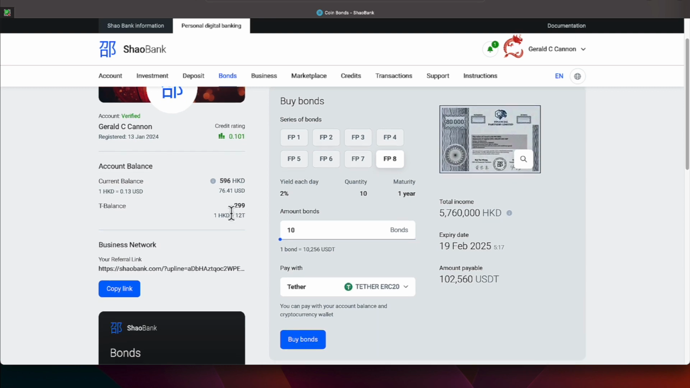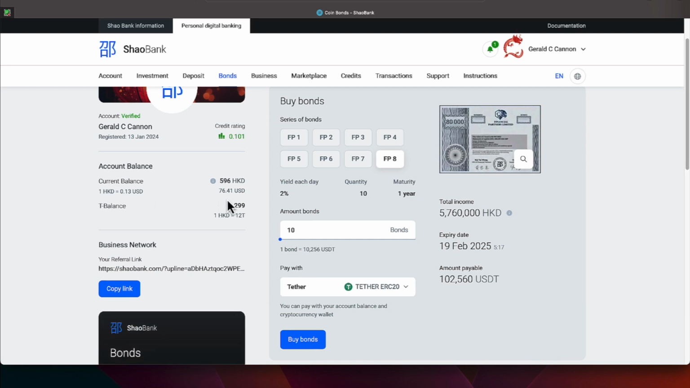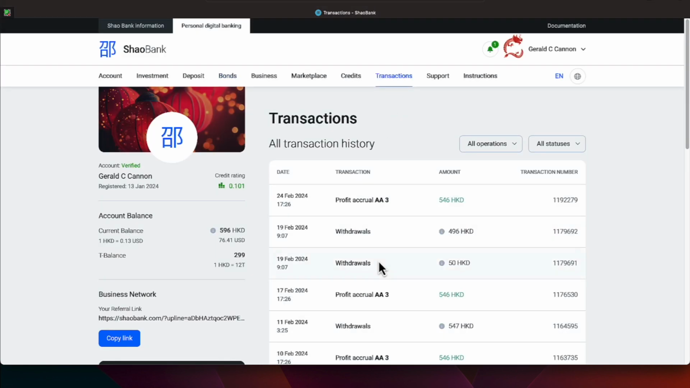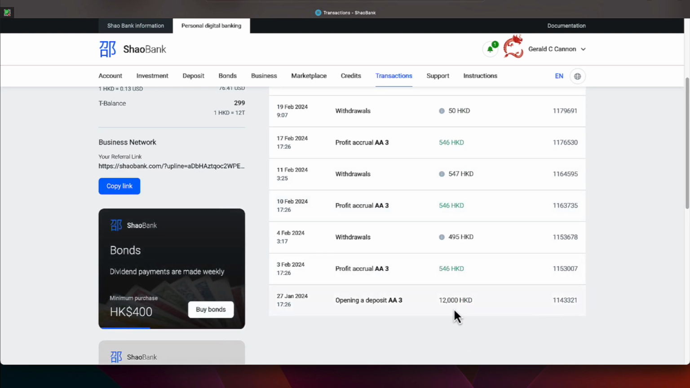So if we take a look over here, everyone, I have bought a bond and I get weekly distribution off of this bond because I jumped in this platform before they went to the daily paying bonds. And each week I've been making 596 Hong Kong dollars. And if you look, they calculate out that one Hong Kong dollar equals 13 cents. So that tells me I'm going to get $76.41.